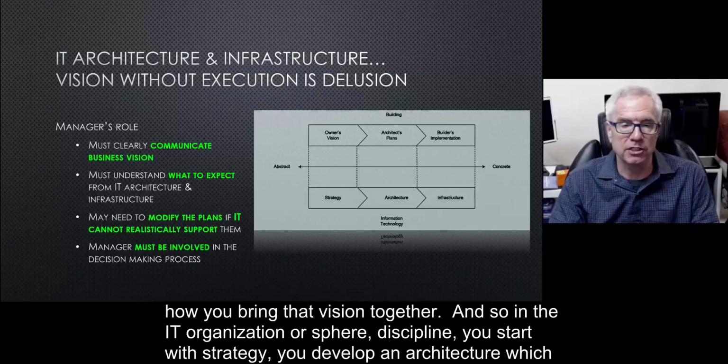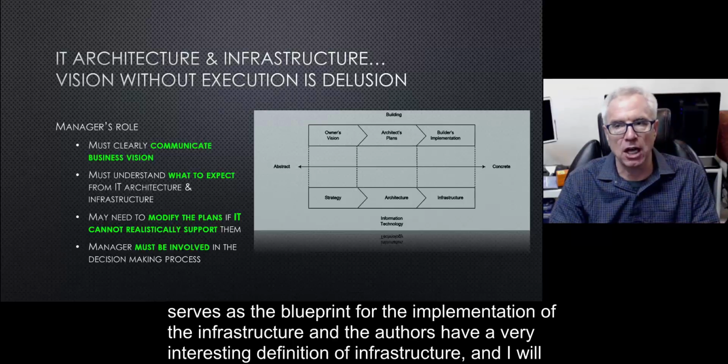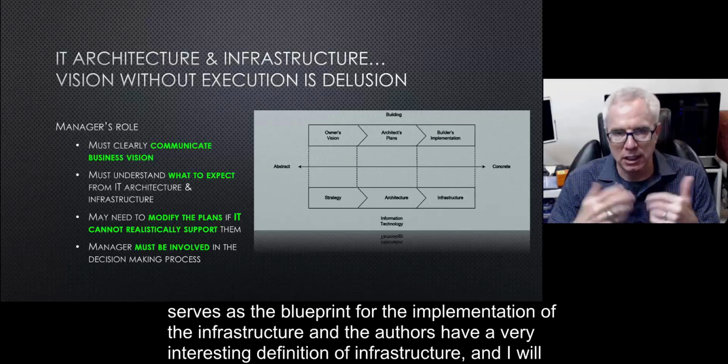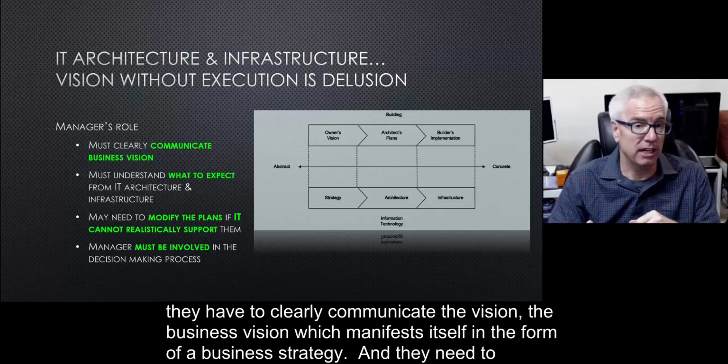And so in the IT discipline, you start with a strategy, you develop an architecture which serves as the blueprint for the implementation of the infrastructure. And the authors have a very interesting definition of infrastructure, and I'll touch on that in a few slides. But what must the manager do in this process of going from strategy to architecture to infrastructure? Well, first, they have to clearly communicate the business vision, which manifests itself in the form of a business strategy.